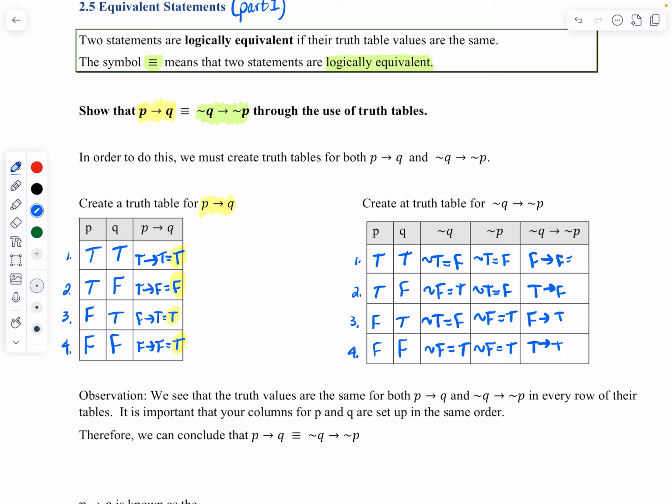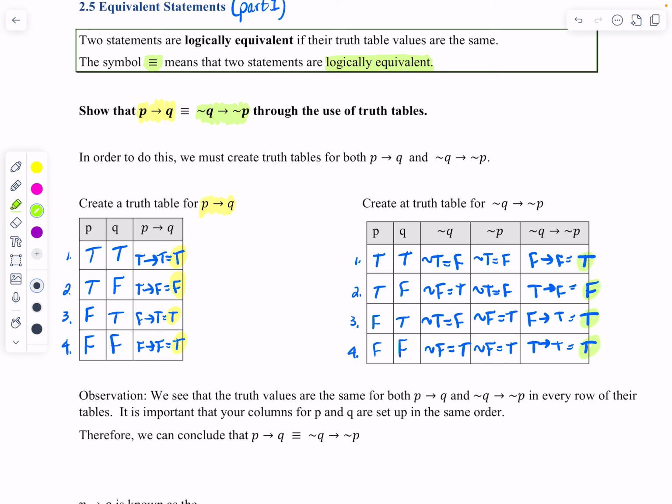Now I'm going to look at the results. Again, this is a conditional. The only time the conditional is false is when we start with something true and back it up with something false, which we see in line 2. If false, then false is true in line 1. In line 3, if false, then true is true. And in line 4, if true, then true is true. So my truth values for negation Q, then negation P are true, false, true, true.